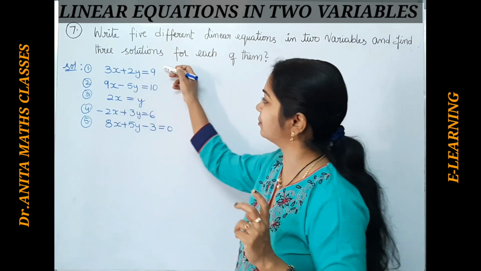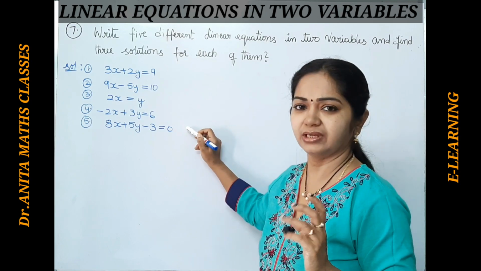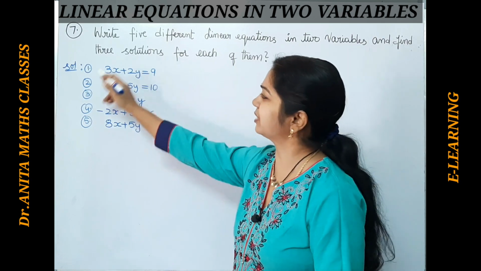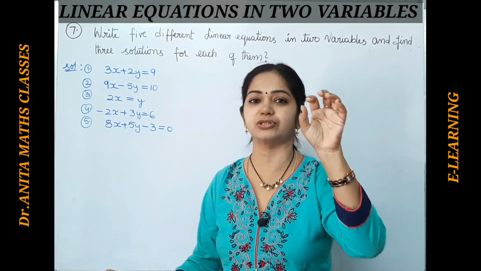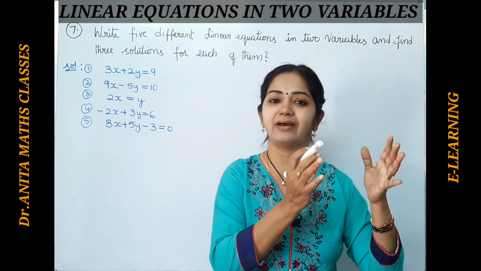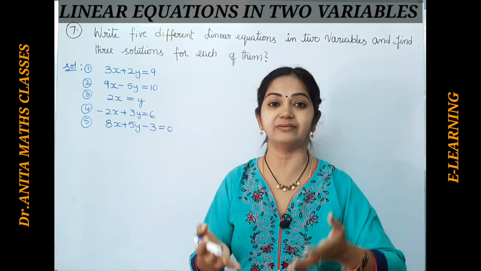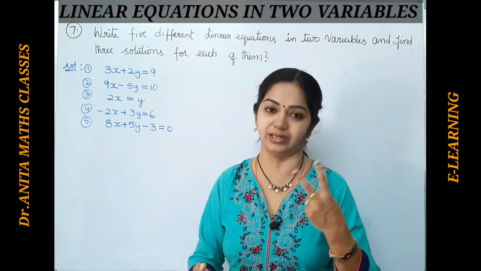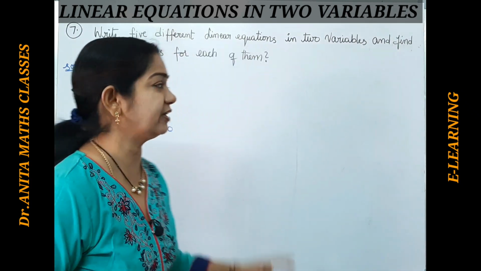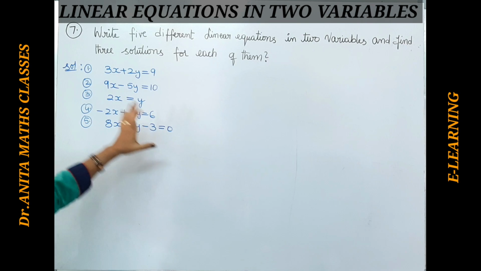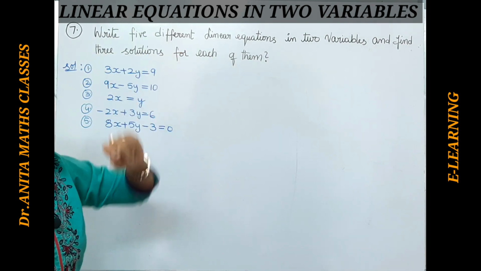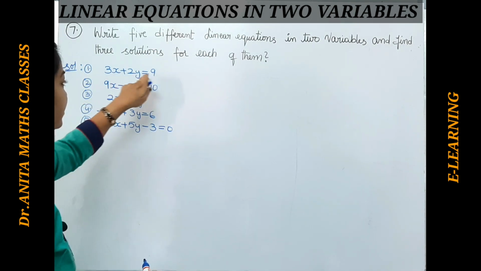So here I had noted down 5 linear equations. These are from the textbook only, from the example problems. Likewise, you can write any 5 linear equations on your own. Why? Because the only condition is that it should have x variable and y variable. That means here we are asked about linear equations in 2 variables, isn't it? So here I had noted down 5. Now for these 5 equations, this is the first part of the question, giving 5 different linear equations. Then the second part of this question is to find 3 solutions for each linear equation. Now I'll take the first one.